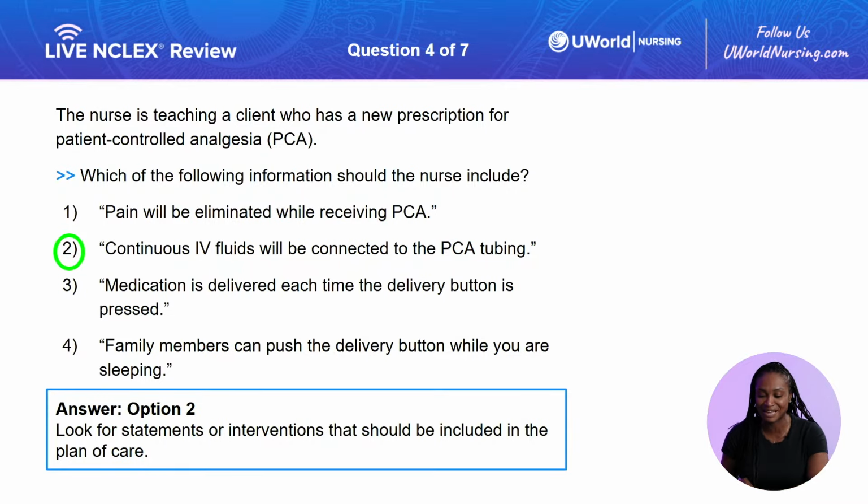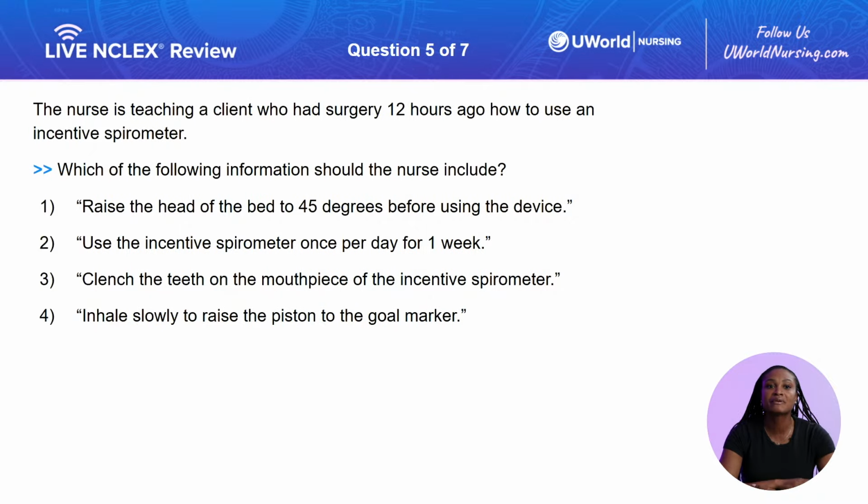Okay, good job, guys. Question number 5, the nurse is teaching a client who had surgery 12 hours ago how to use an incentive spirometer. Which of the following information should the nurse include? Option 1, raise the head of the bed to 45 degrees before using the device. Option 2, use the incentive spirometer once per day for 1 week. Option 3, clench the teeth on the mouthpiece of the incentive spirometer. Or option 4, inhale slowly to raise the piston to the goal marker. Let me know what you guys think in the chat.